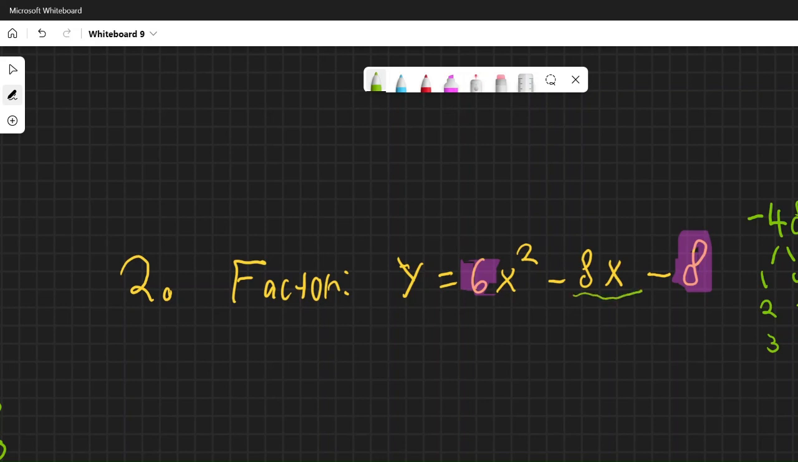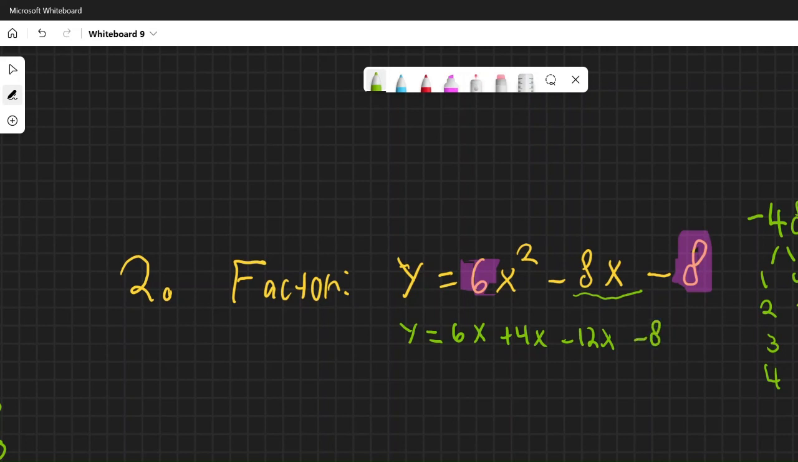So we have to keep going. 48 divided by 4 is 4 and 12. And 4 and 12 can add up or subtract to negative 8. That would be negative 12 and positive 4. So now we're going to split this negative 8x into those two terms. So we'll have y equals 6x squared plus 4x minus 12x, and then we'll have our negative 8 at the end.